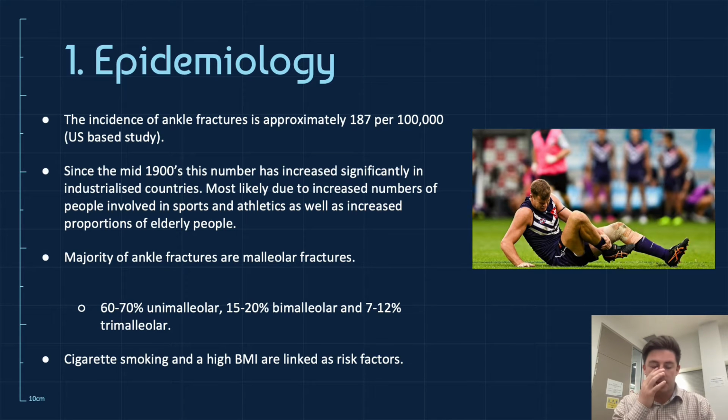So starting with the incidence and epidemiology, a US study found an approximate rate of 187 per 100,000. And this rate's actually increased quite significantly since the mid 1900s, mainly in industrialised countries. Most likely, it's believed to be due to increased numbers of people being involved with athletics and sports, and also our increased proportion of the elderly in our society.